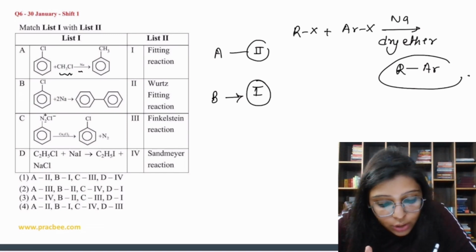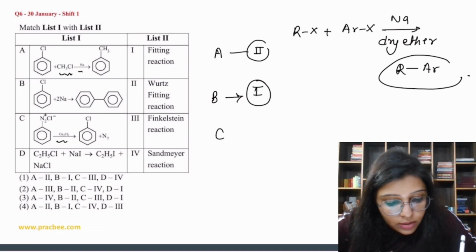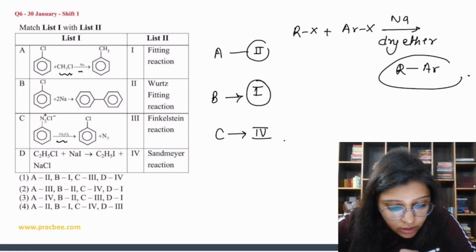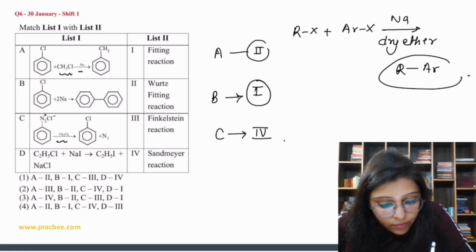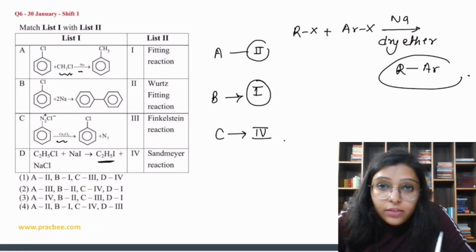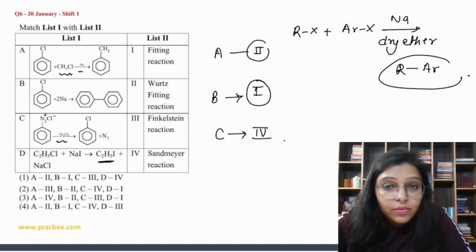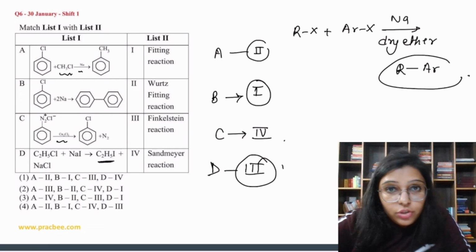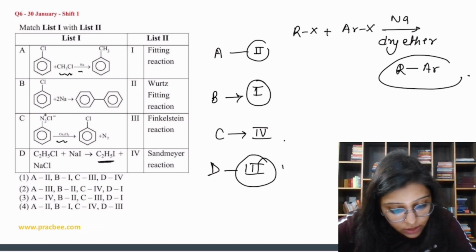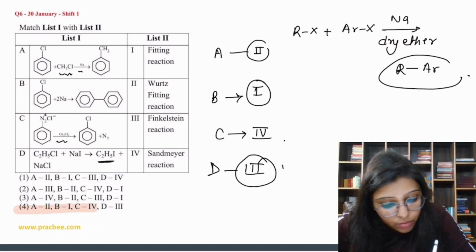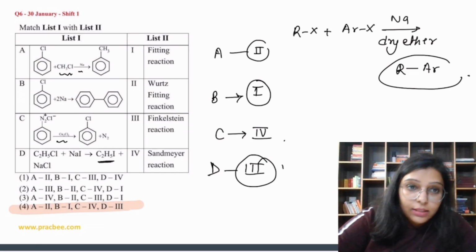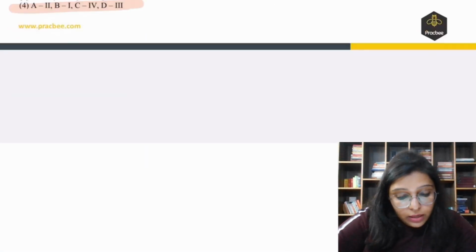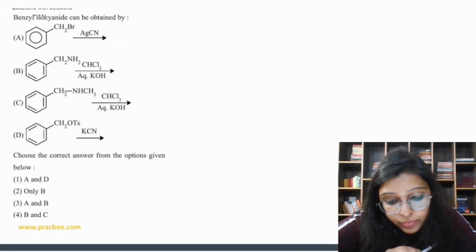Third, N2+ with Cu2Cl2, Sandmeyer. Fourth, we have prepared iodide, so this is going to be Finkelstein. So D is going to be third. Let's match: A second, B first, C fourth and D third. So option 4 is the correct answer. Okay. Now let's do the next question.